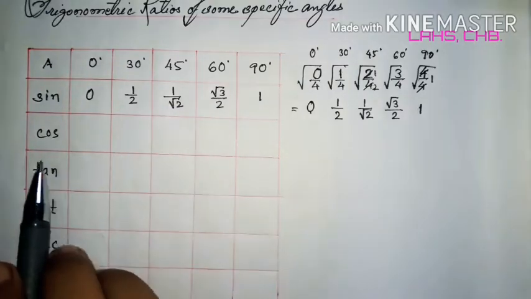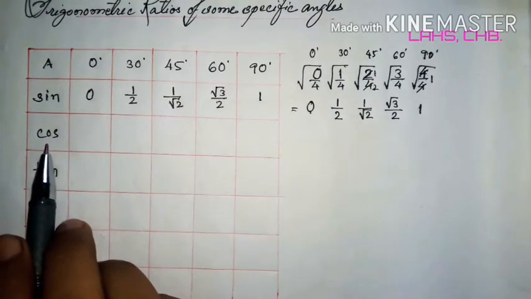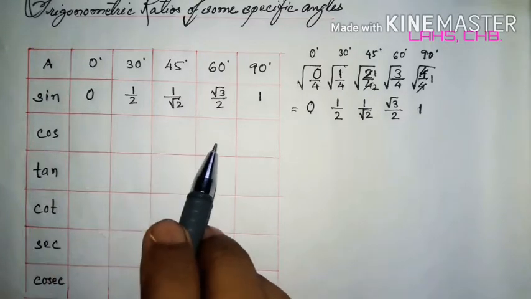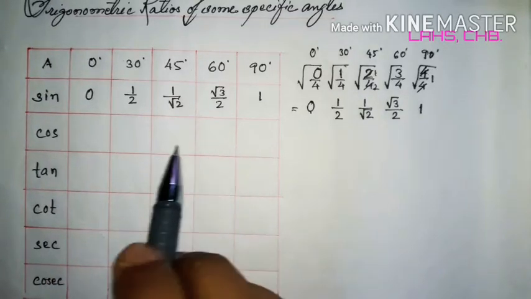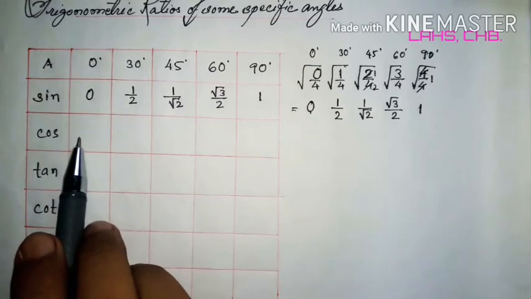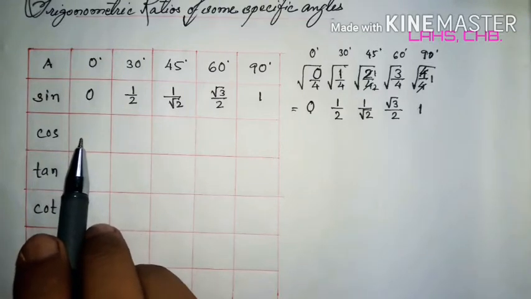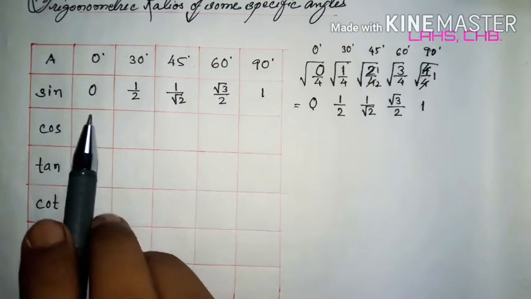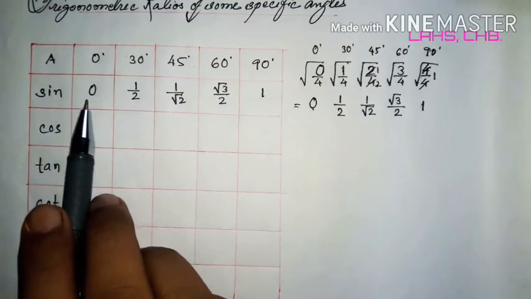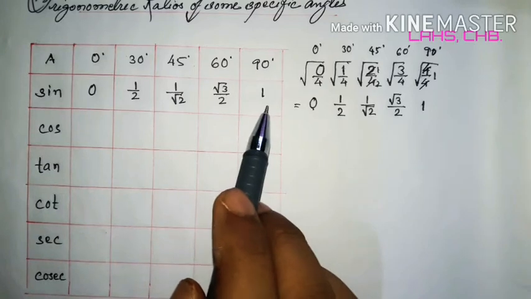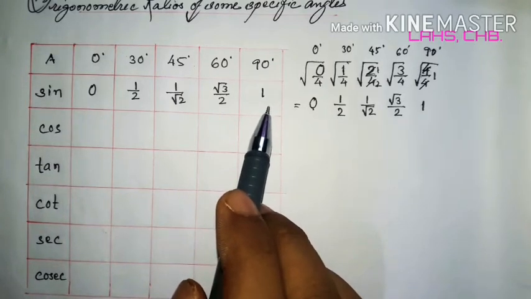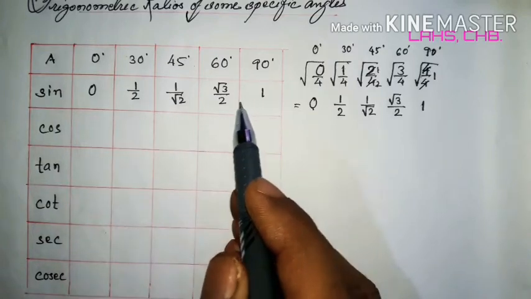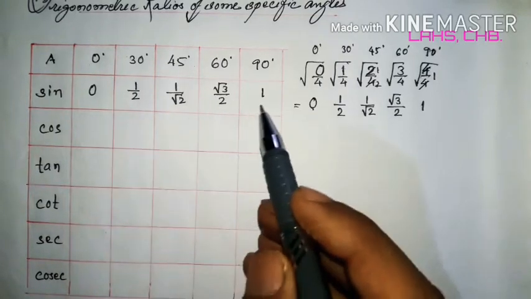Our next trigonometric ratio is cos. What will be the value of cos 0, cos 30, cos 45, cos 60 and cos 90? In order to obtain the different values of cos ratio, the method is very simple. Whatever you have written for the different values of sine, we are just going to write in reverse order. In this way we are going to write.